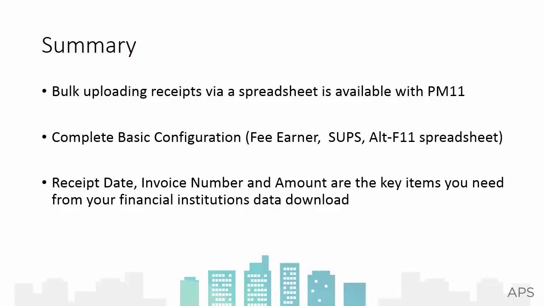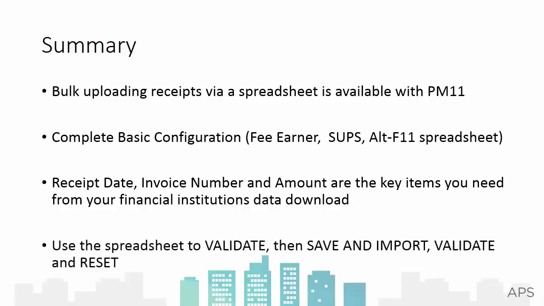The receipt date, invoice number and amount are the key items that you need from your financial institution's data download into a spreadsheet. Once you have that data, simply use your receipt import spreadsheet to validate that data, save and import it, let us do the work for you, then revalidate the data so you know that the receipts have been entered, and simply reset your spreadsheet to go again. We hope you find this will save you plenty of time from your manual process of entering receipts by using the automated upload of the spreadsheet function.